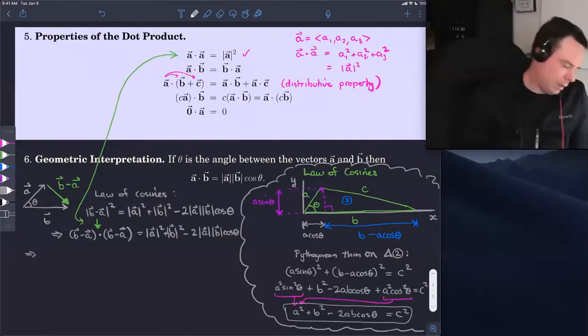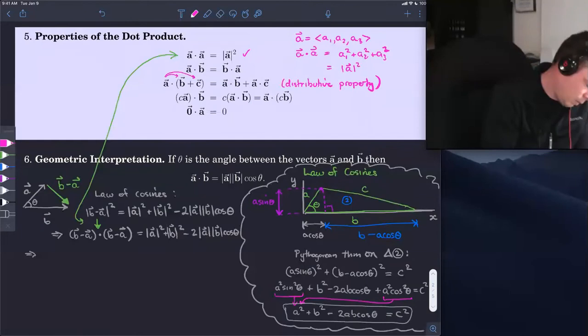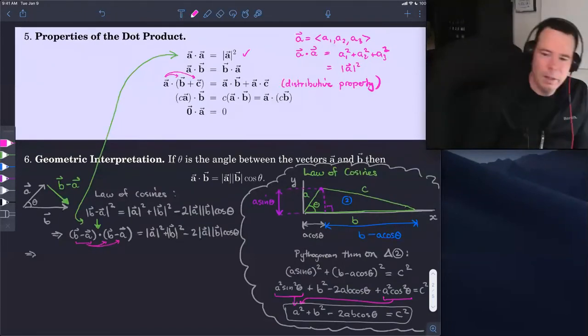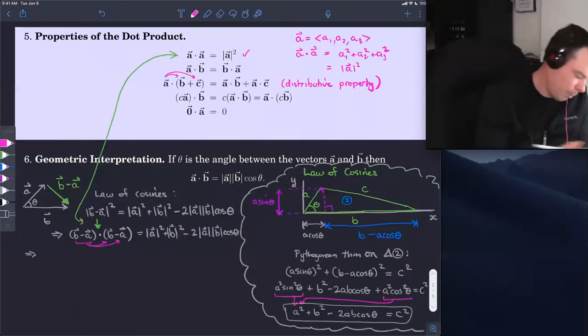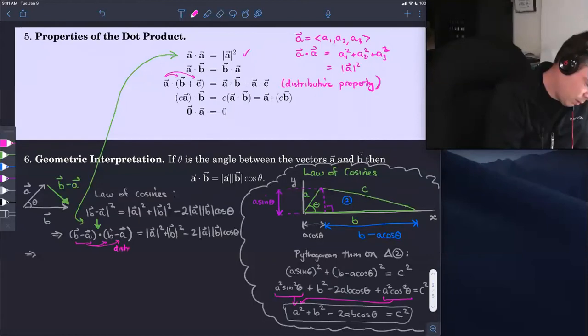Okay, the next step then is to use our distributive property. I have this thing dotted with B minus A, so I would distribute across. And then I would do the distributive property in the opposite direction. So I'm going to break this up into two steps. Normally I would just do this all in one go, but I'm going to break it up into two steps, and we're going to use the distributive property here.